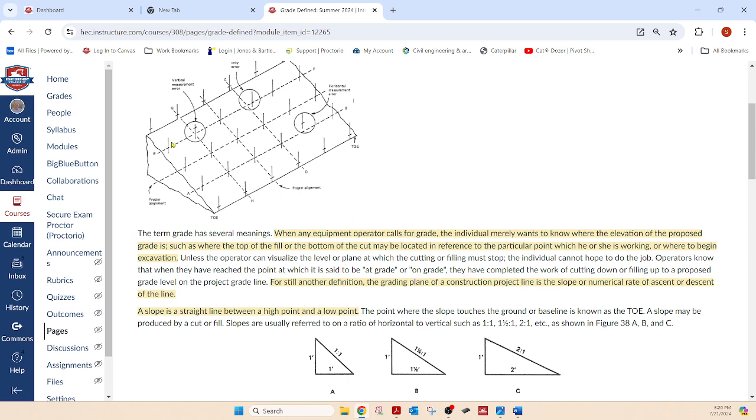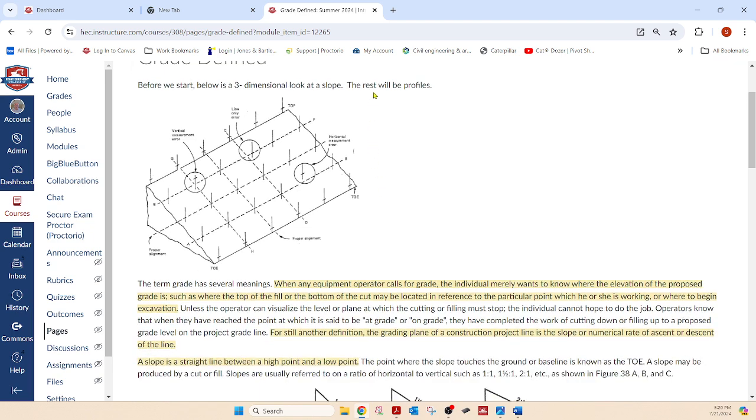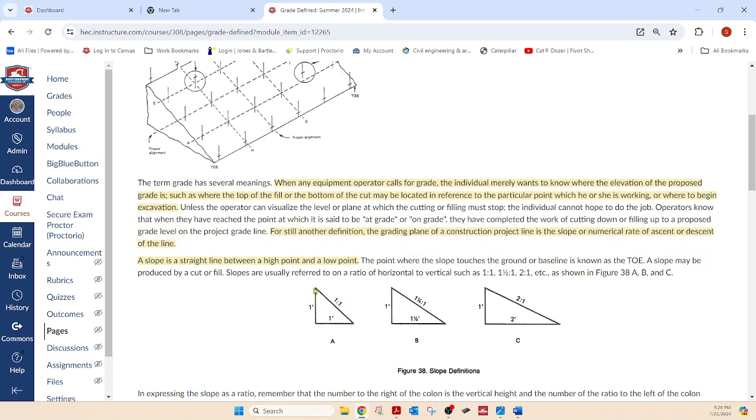So back to this illustration, this three-dimensional look at a slope. It says the rest will be profiles. So that means we're mostly going to be looking at what is an obvious triangle here. This one is a one-to-one slope. That means for every 1 foot horizontal, it's going up 1 foot vertical. This is a 1.5 to 1. So it's going horizontal 1.5 and then up 1.